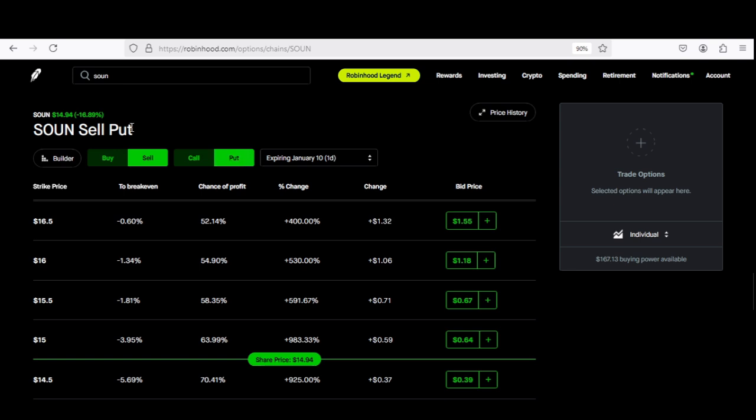Now, why would anyone want to trade this stock? Well, as an option trader, you always try to find stocks that give you that juicy premium that makes it worth your while. Sound AI just happens to have some really nice premiums right now.